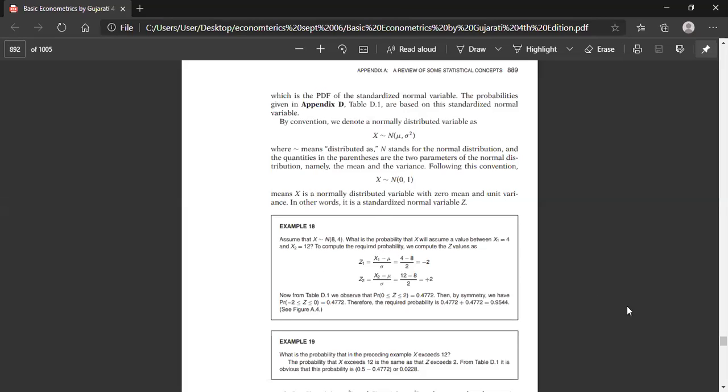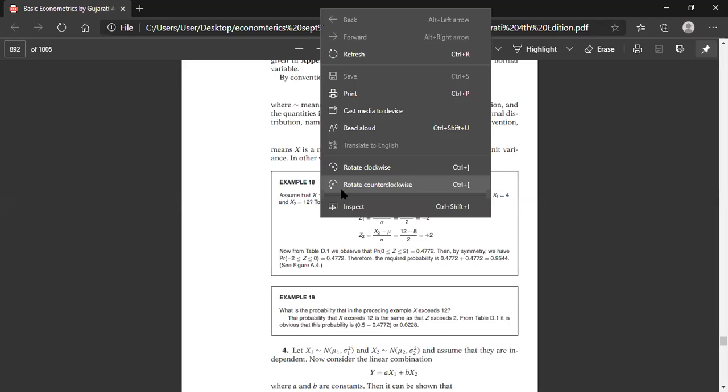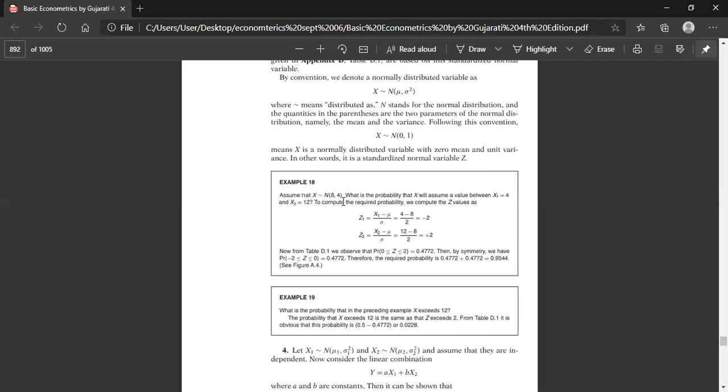So there is a simple example you did in probability and statistics. I guess you did millions of examples like this. I'll show it from the book. Assume that X is normally distributed. Somebody read it for me. Assume that X is normally distributed with mean 8 and variance 4. What is the probability that X will assume a value between x1 equal 4 and x2 equal 12?